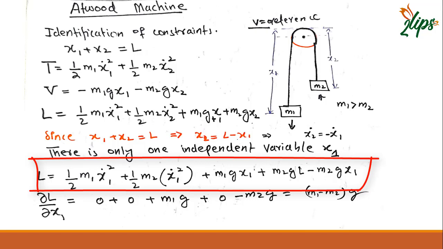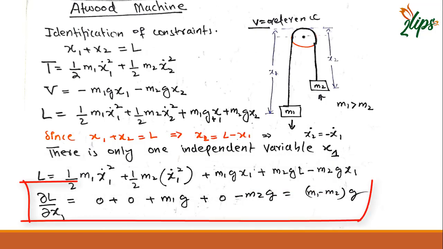So we have obtained this function, and all we have to do is differentiate it partially once with respect to x1 and then with respect to x1 dot, because x1 is the only independent variable. It is the generalized coordinate. The first, second and fourth terms do not contain x1, so their derivatives will be 0.